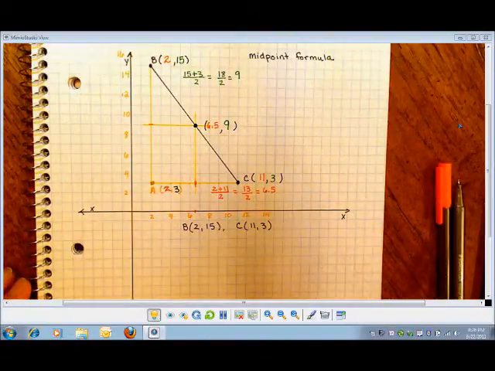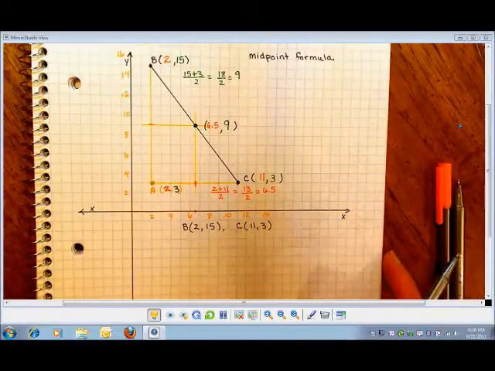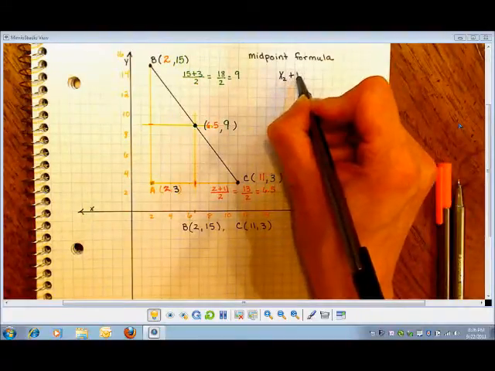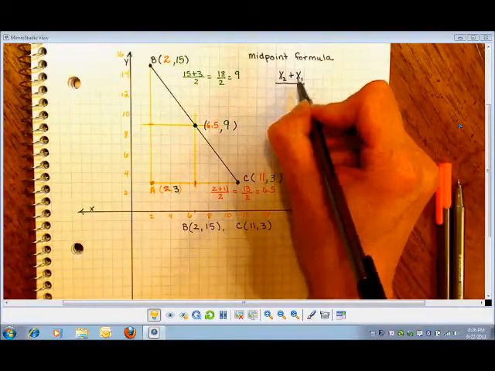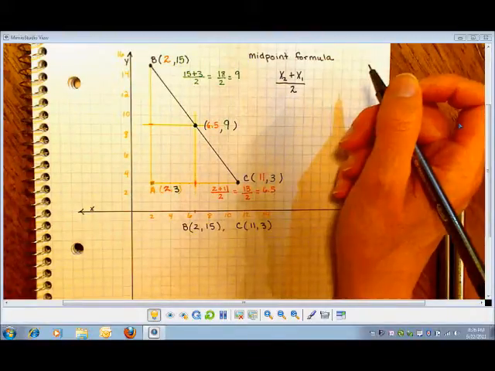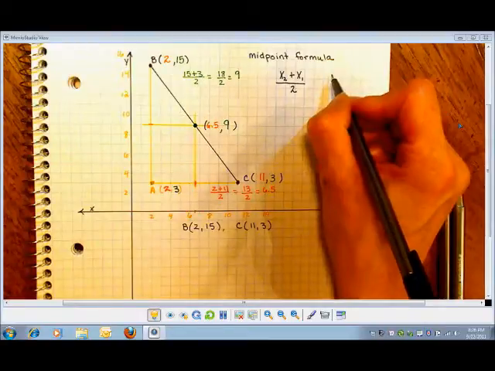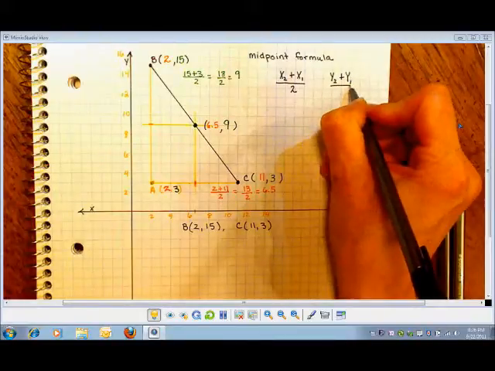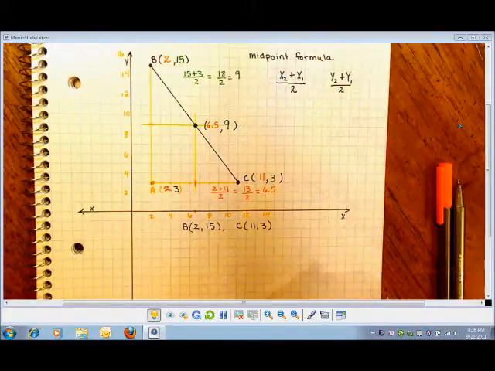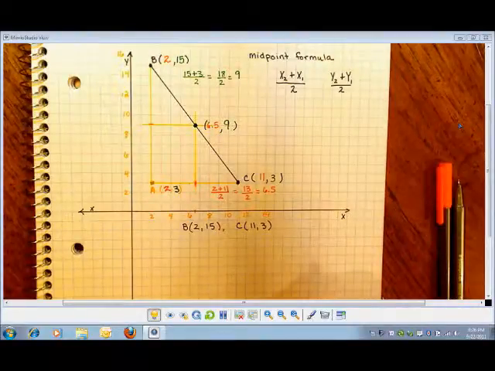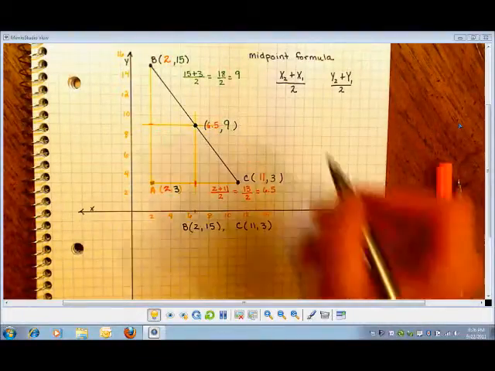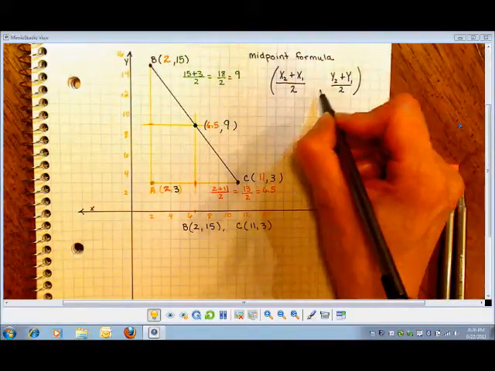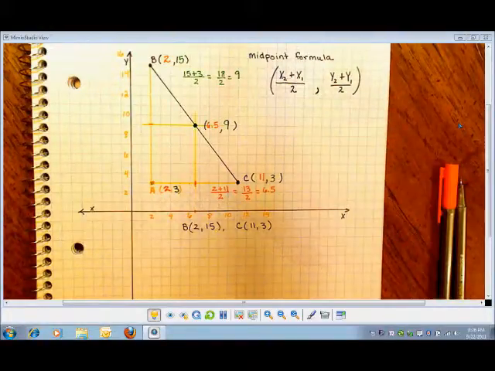So let's look at the formula itself. The midpoint formula is where I take the average of my x coordinates, and that's one point. And then I take the average of my y coordinates, and that's the other point. Essentially that's what I did. And because they're coordinates, I put them in parentheses, and I put a comma in between.